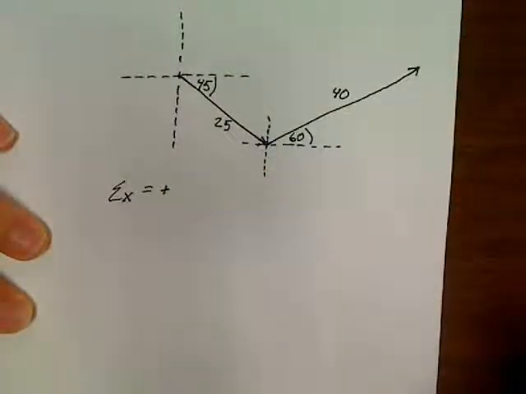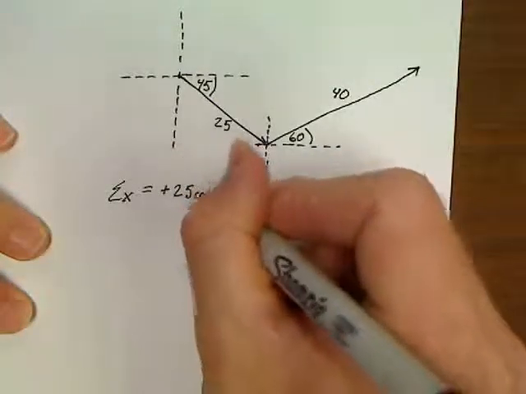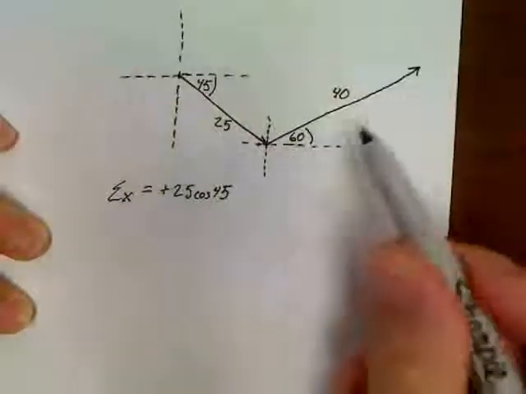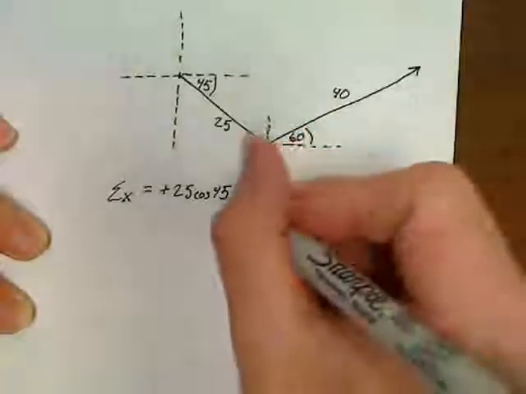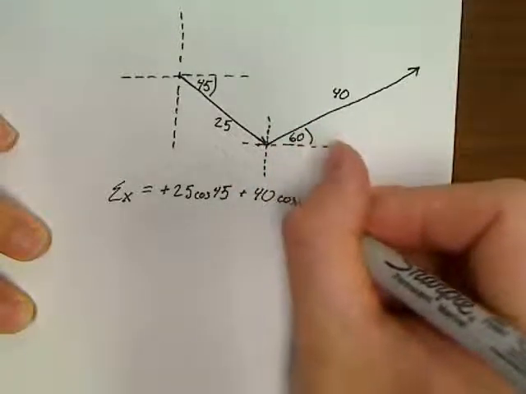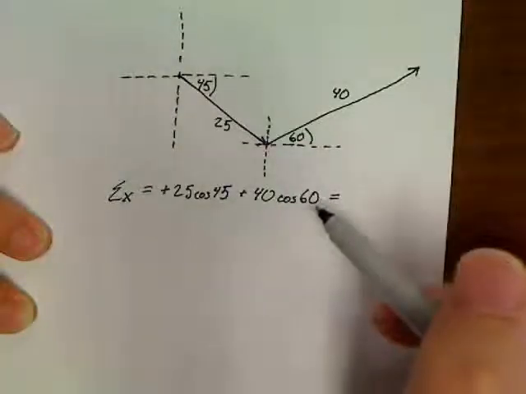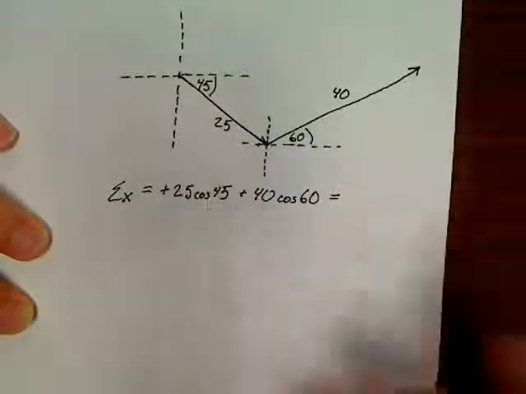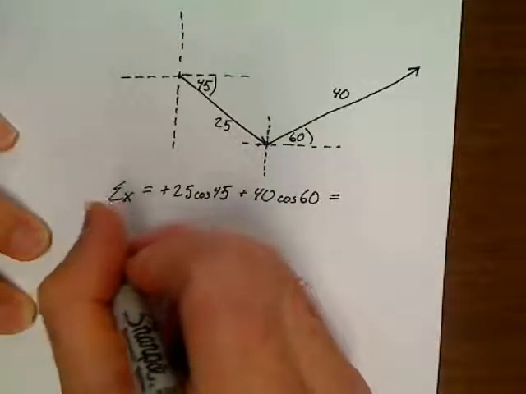The first vector has a positive 25 cosine 45 x component. The second vector also has a positive x component, and so we're going to write plus 40 cosine 60. Cosine of 60 is a half, so they actually made that easy. Well, cosine 45 is 0.707, but anyway, kind of gave us some easier numbers.